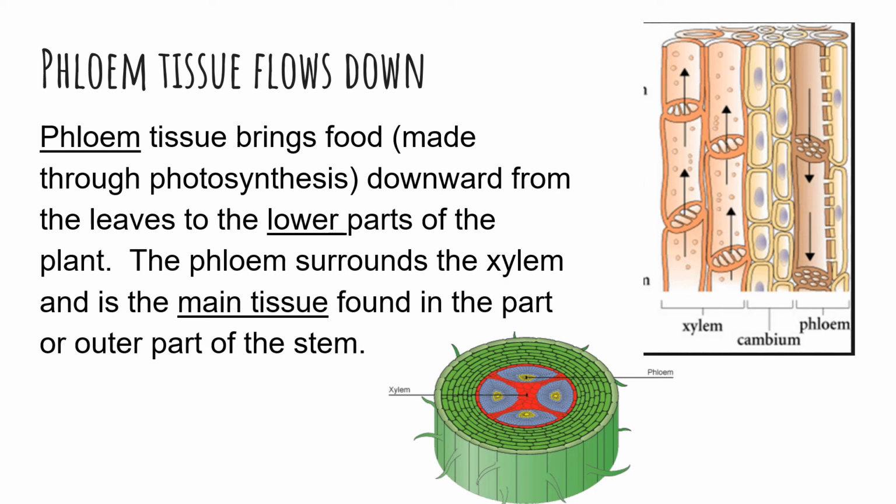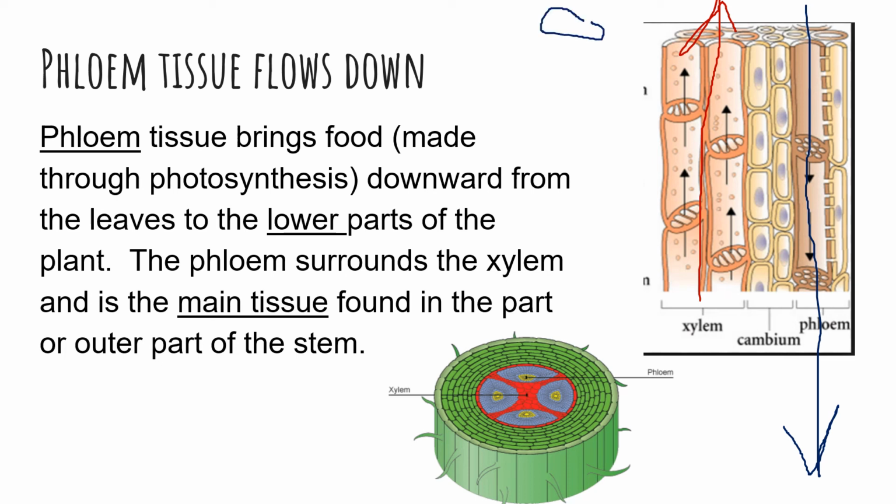Phloem tissue. If the xylem carries the water and nutrients upward, okay, let's go find a different color here. The phloem tissue carries the food made through photosynthesis downward from the leaves back to the lower parts of the plant. The phloem tissue surrounds the xylem and is the main tissue found in the outer part of the stem.